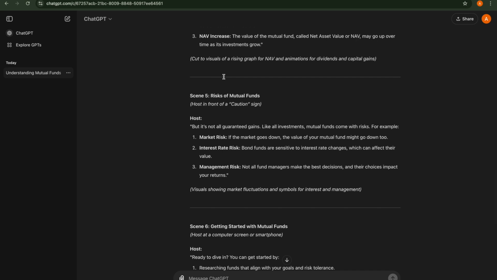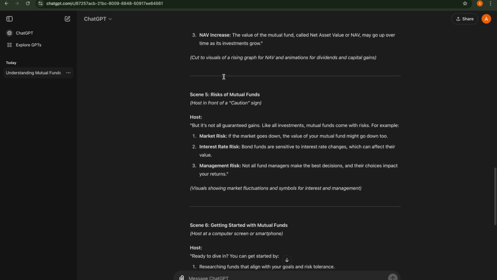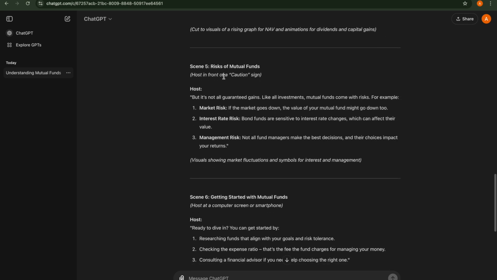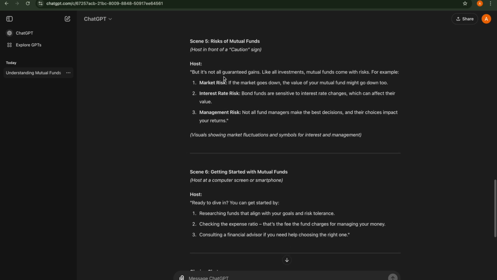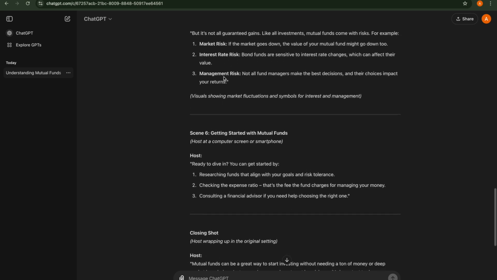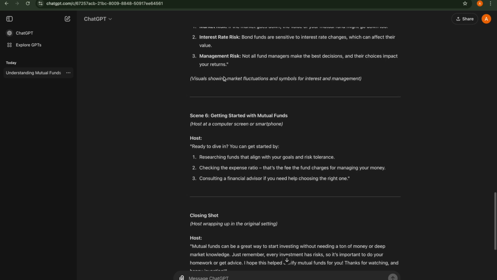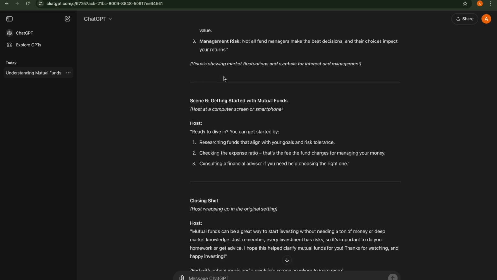Then management risk. Not necessarily do all the fund managers make the best decisions. They are humans like you and me. Sometimes the choices can go up, go down. So you can't blame someone when something goes wrong, right? So let's get started with mutual funds.